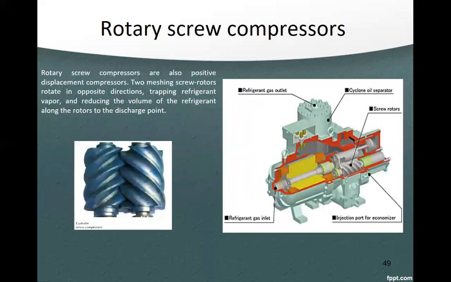Next type is the rotary screw compressor. Ito yung itsura niya, rotating screw. Rotary screw compressors are also positive displacement compressors. Two meshing screw rotors rotate in opposite directions, trapping refrigerant vapor and reducing the volume of the refrigerant along the rotor to the discharge point. Ito yung mga parts. Okay?